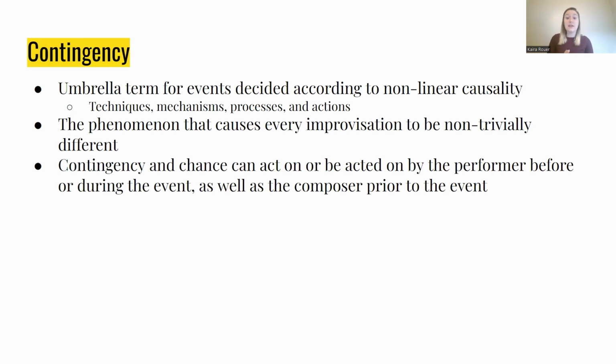Contingency and chance can act on or be acted on by the performer before or during the event, but not just the performer, the composer can also contribute to contingency in a piece of music. So the composer may provide a section, and we will see lots of these in our future analyses. They can provide a section of aleatoric patterns with a choice of pitch, and that's actually indeterminism that causes a contingency, which creates a different effect improvisationally.